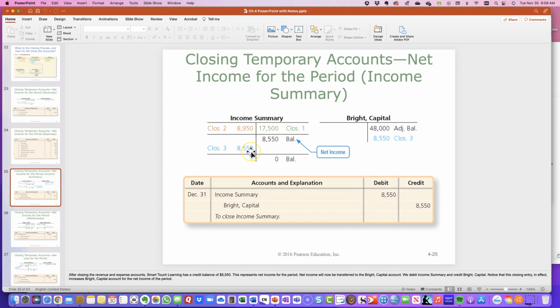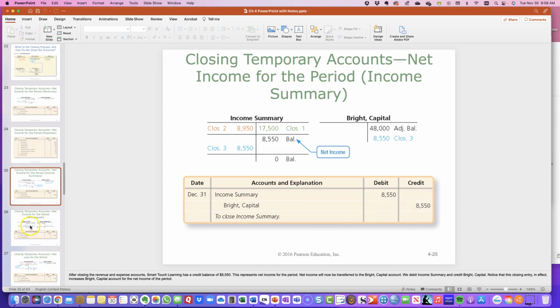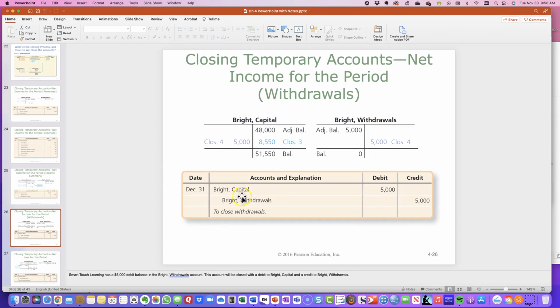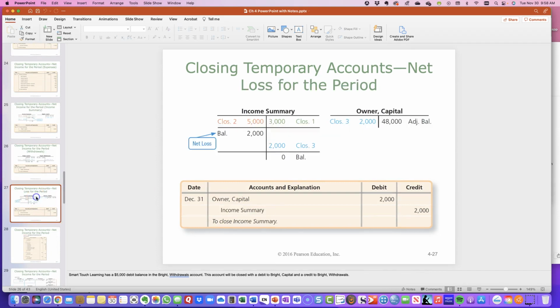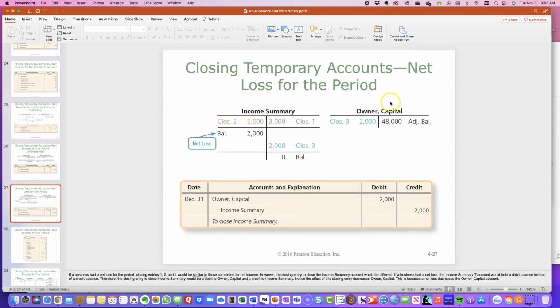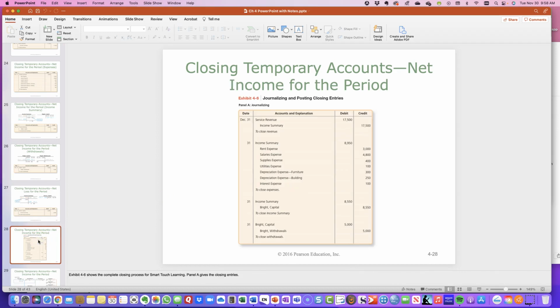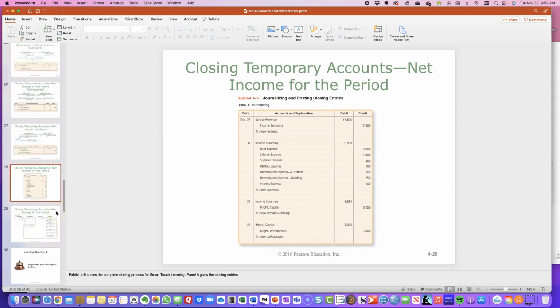So we are going to debit our income summary and then move that net income into our retained earnings or owner's equity account. And similarly, we are going to have to credit the withdrawals to zero them out and then debit Bright Capital to show a reduction of the $5,000 for the withdrawals. So now we have our owner's capital, and our income summary should always end up zero, right? And then once we have that, we should be good to go. Once you have closed all of your journal entries, you'll see them here: closing out your revenues, closing out your expenses, closing out the income summary account, and lastly, taking into consideration the withdrawals.